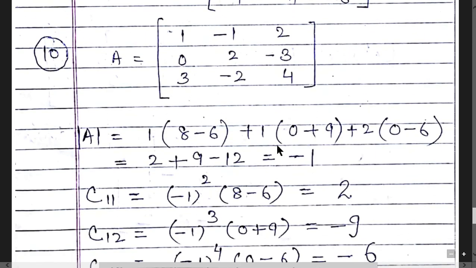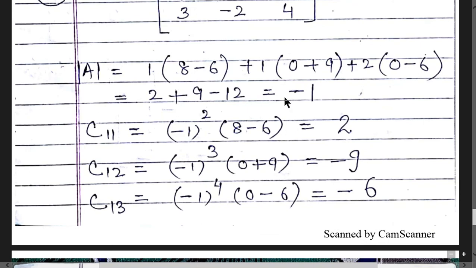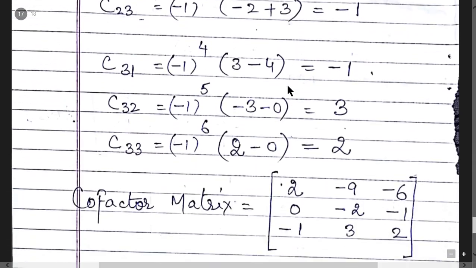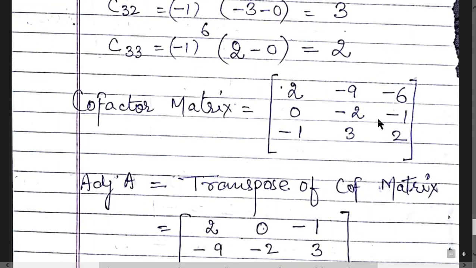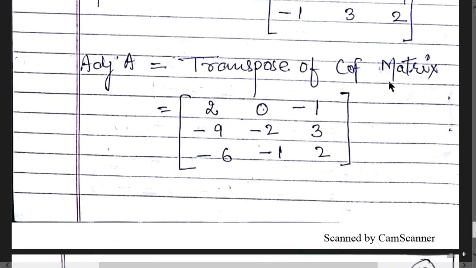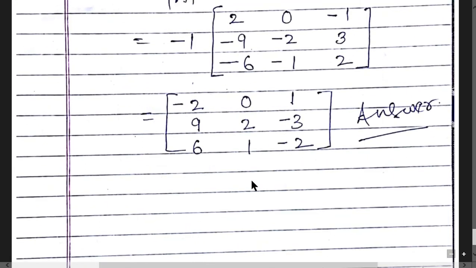Question number 10 is again a similar one. 1 into 8 minus 6, plus 1 into 0 minus 9, 0 plus 9, plus 2 into 0 minus 6. Determinant of A is minus 1. Then calculate cofactors. After the calculation of cofactors, you can write the cofactor matrix. Then write the adjoint of A, that is the transpose of the cofactor matrix. Then write the inverse, 1 over A mod into adjoint of A, it's only minus 1. You can multiply minus 1 inside and change the sign, and you will obtain the answer.